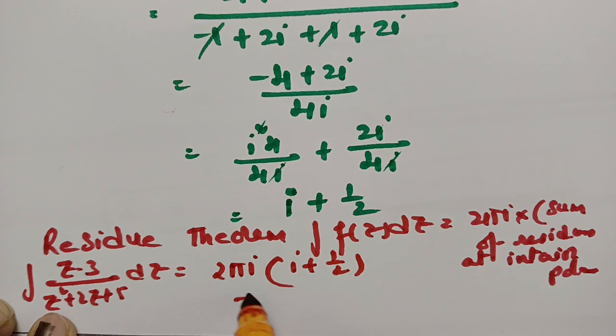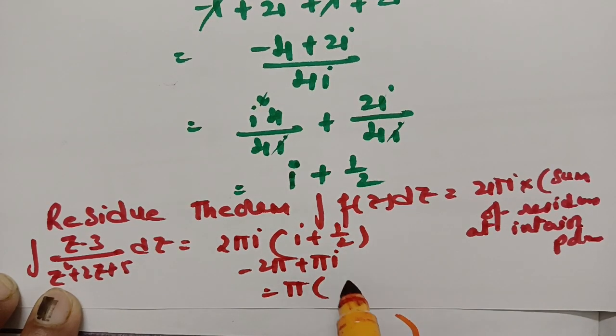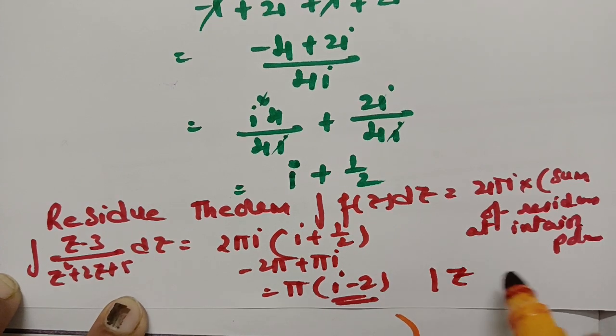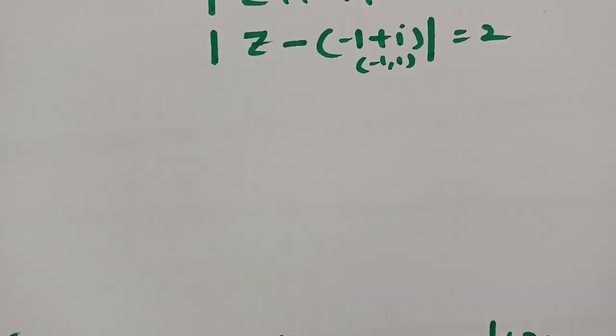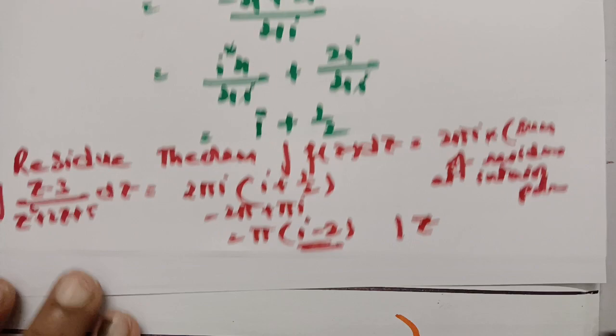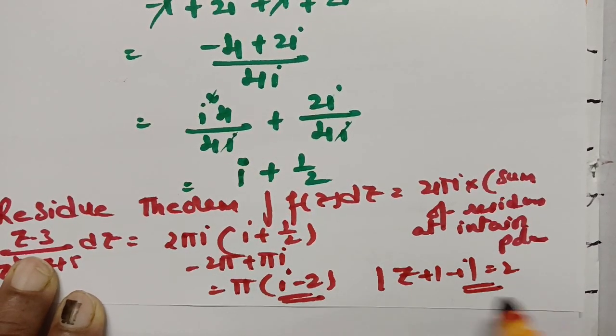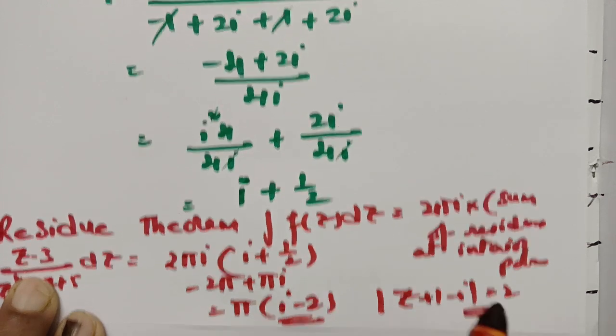So if I multiply, this will be 2i, i squared is minus 1, and if I cancel the 2, this will be πi. If I take π common, this will be π(i minus 2). So this is the residue value, the integral of f(z) dz, for the circle with the condition |z + 1 - i| = 2. For this circle, the residue value is this one.